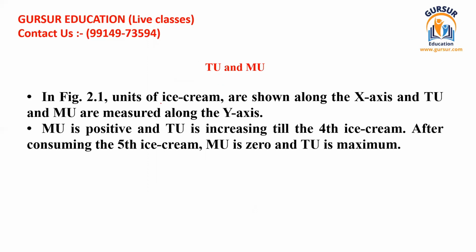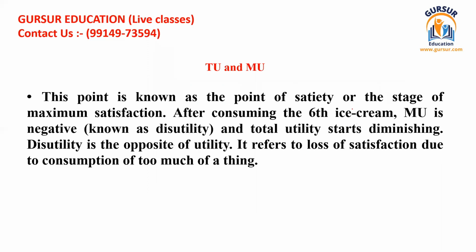Units of ice cream have been written on the OX axis, and marginal utility and total utility have been written on the OY axis. So MU is positive when TU is increasing till the fourth ice cream, and with the fifth ice cream, MU is zero and TU is maximum. So this is the relationship between these two, and that point is known as the point of satiety or point of maximum satisfaction.